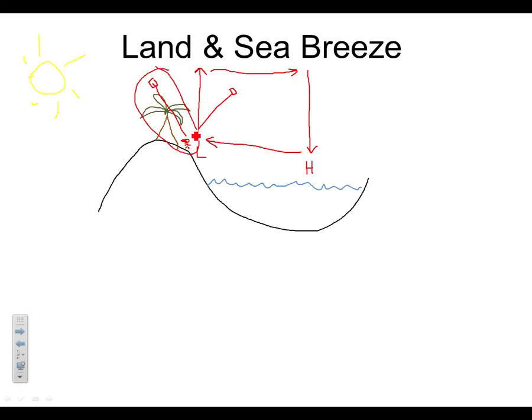Okay, a lot of you have probably experienced this. It's all because of this differential heating. The land heated faster, caused the air to rise, cycle around, and make a sea breeze.